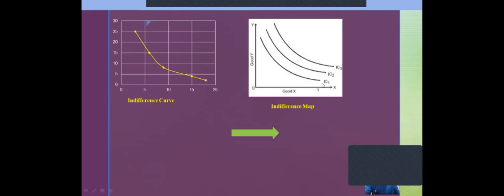And if you move lower and lower, मान लो आपको 300 satisfaction मिल रहा था IC3 में, आप IC2 में वापस आएंगे तो आपको 200 यूनिट satisfaction मिलेगा. And if you move to the IC1, you may get 100 units of satisfaction. So higher the indifference curve, higher the satisfaction, and lower the indifference curve gives a lower level of satisfaction to the consumer. This is the important property of the indifference curve.